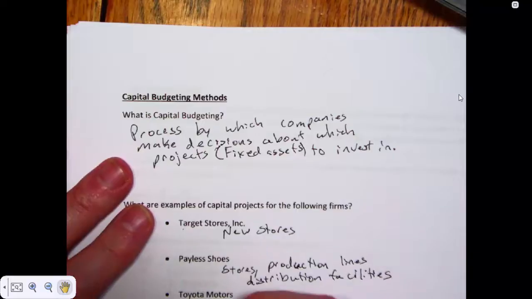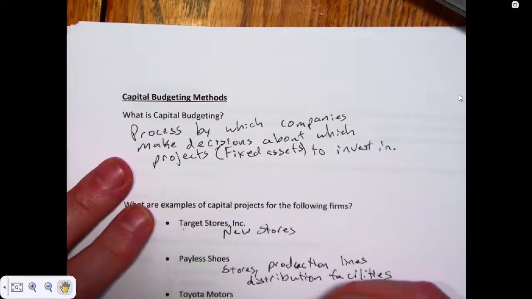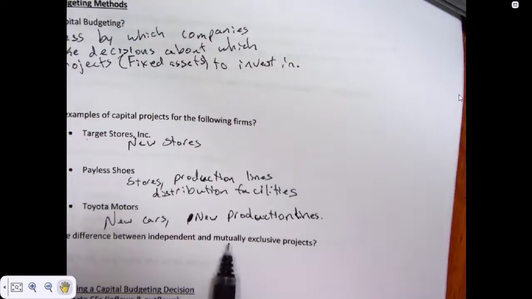Toyota Motors, maybe new cars, new production lines. All these things would take a large investment in fixed assets up front. New production lines, there we go. Okay, so what I have is new cars, new production lines. It doesn't really look like that, but that's what it says.